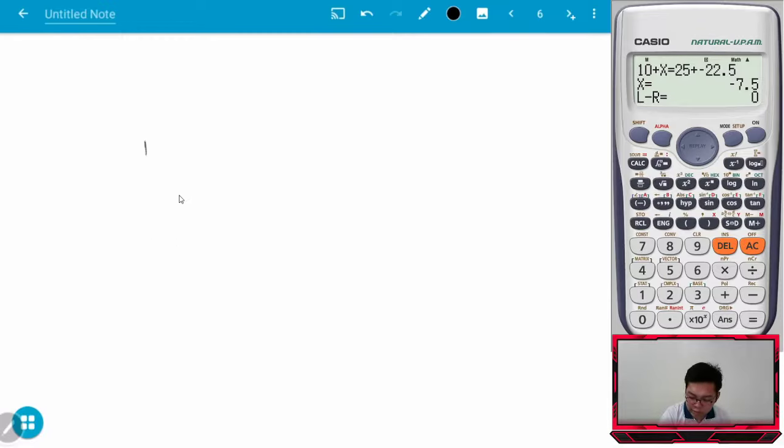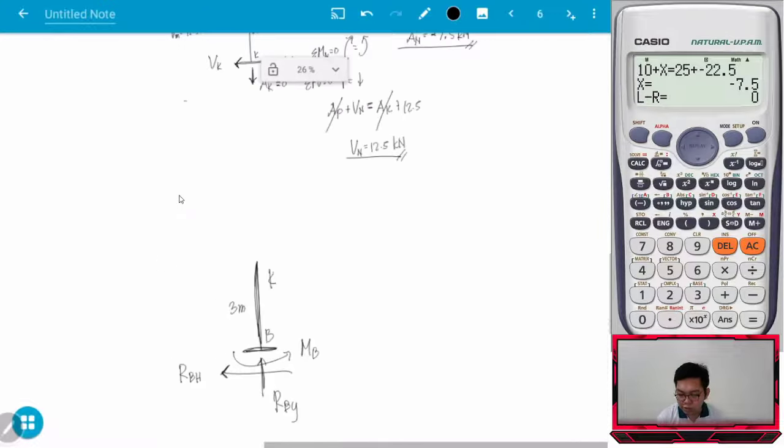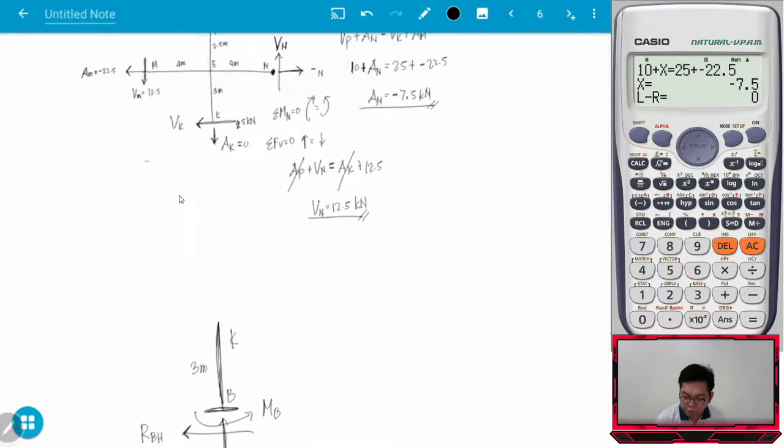At least yung kalahati, no? Ng column B. So, that is actually, ayan, this is K. And then this is B, di ba? So, this is B. And then this is 3M. Okay? So, MB, same ba din? MB. I have the RBH. And then I have the RBY.